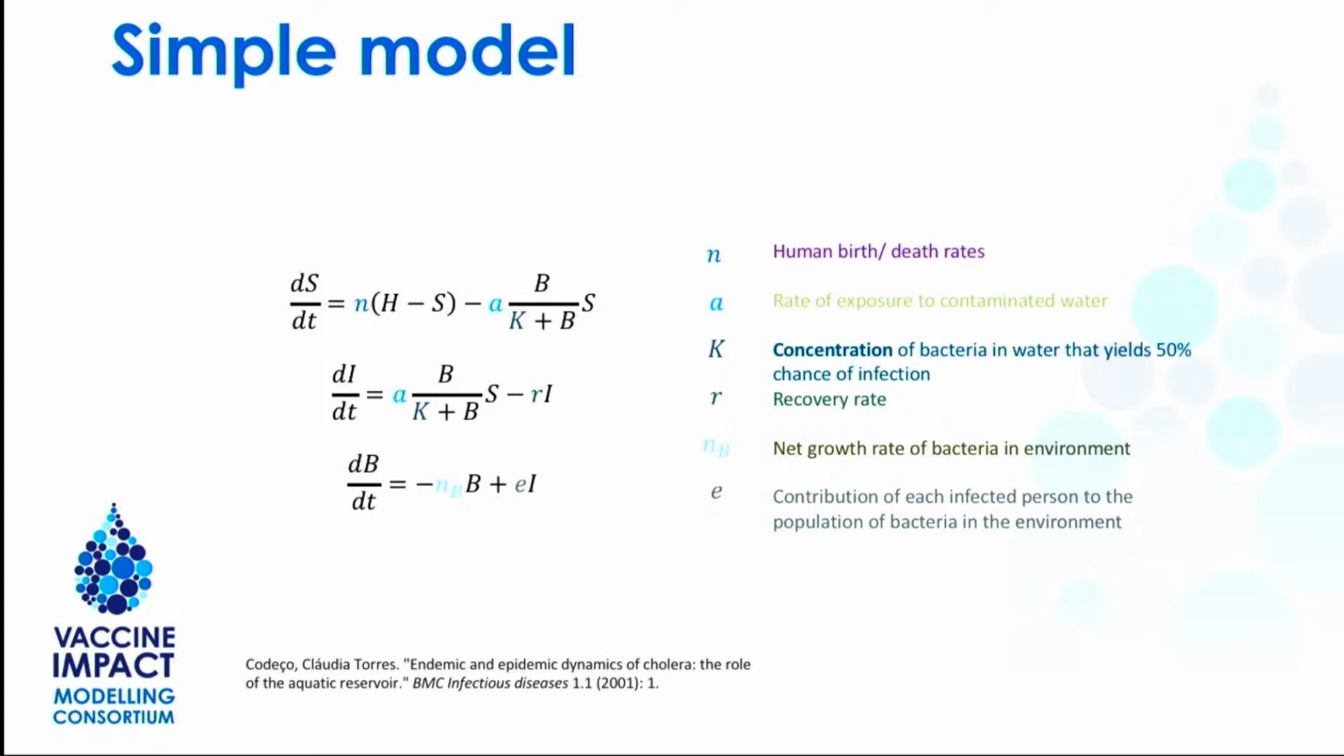Okay. And then the final parameter we've got in this model is the contribution of each infected person to the population of bacteria in the environment. So this is shedding bacteria into the contaminated environment.